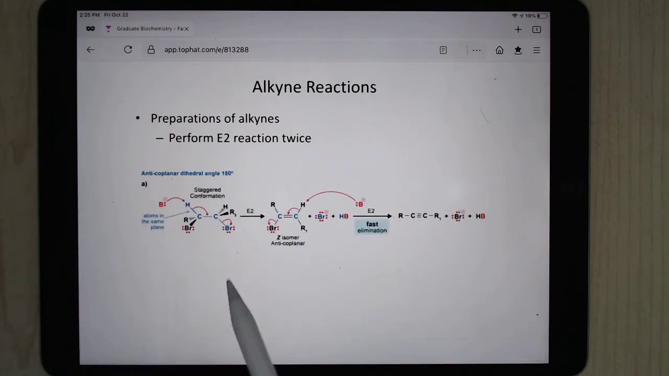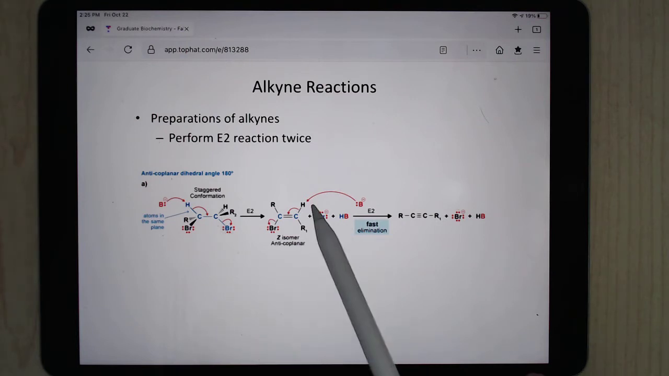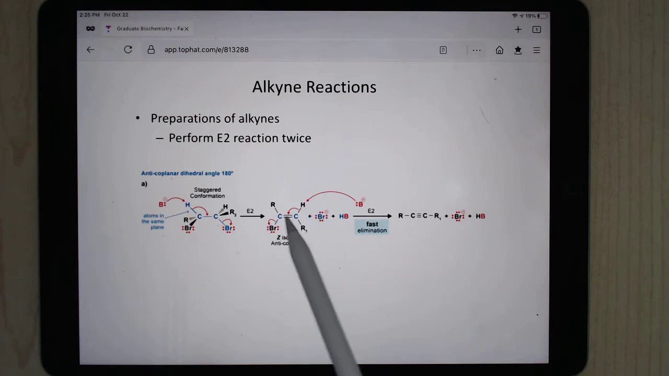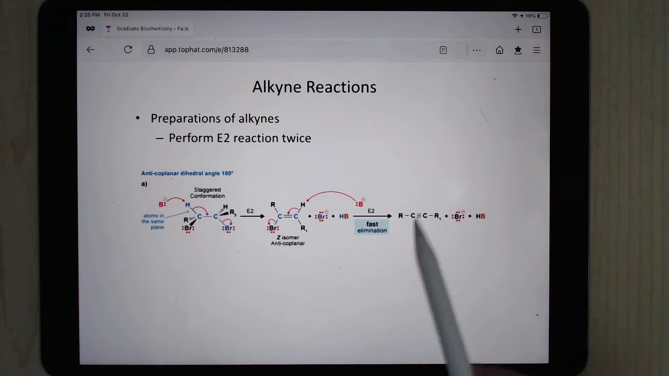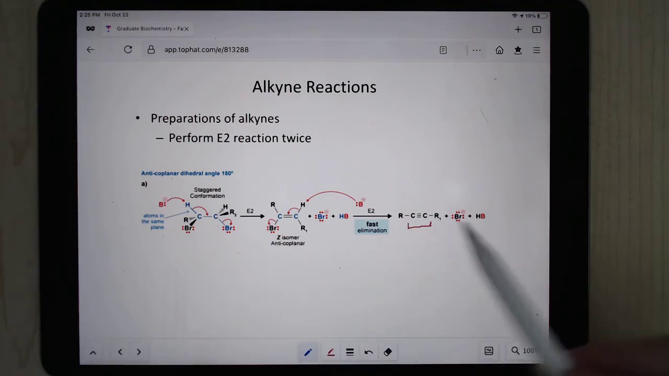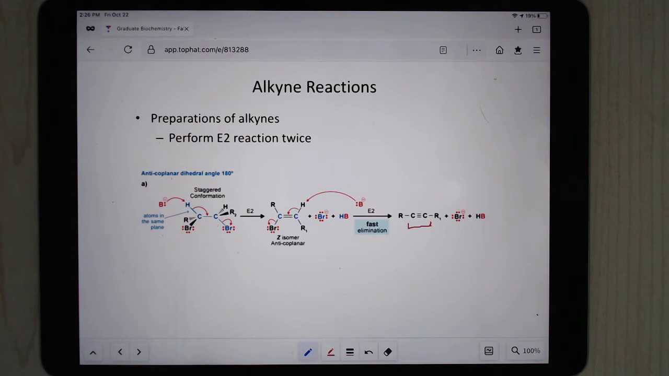Okay, and it goes through two E2s. So a base will grab this, this will collapse down, kick away. Now again, you're in the anti-periplanar position right here. Another base can come in, grab this, collapse down, kick away. And so voila, you have yourself your alkyne.